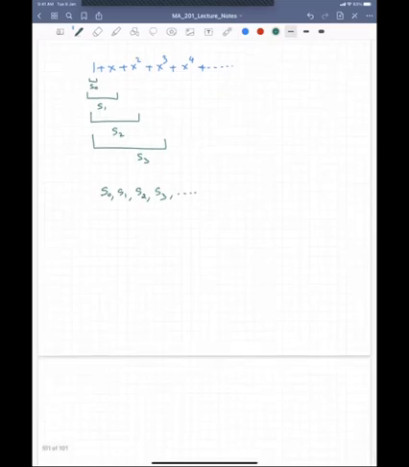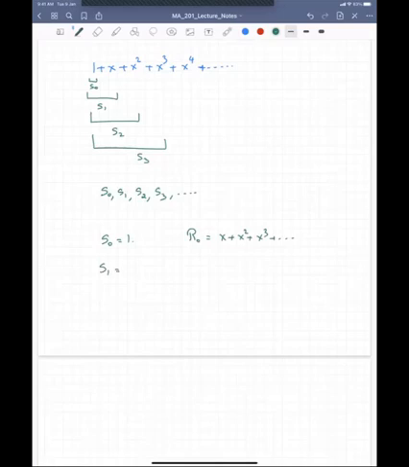So let us actually throw a little more terminology at you. So in this particular series, S0 is just 1. Now, whatever remains, that is called the remainder. The remainder of the series is R0, which is x plus x squared plus x cubed and so on and so forth. S1 of the series is 1 plus x, and R1 would be, I've taken 1 and x, so whatever remains is the remainder of this series.